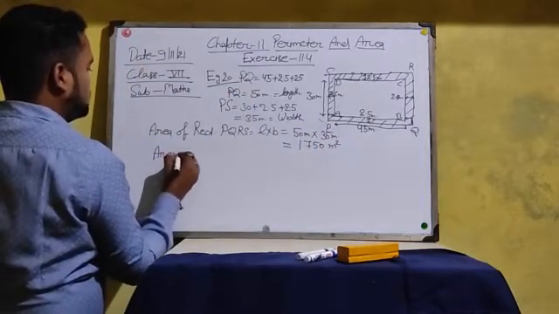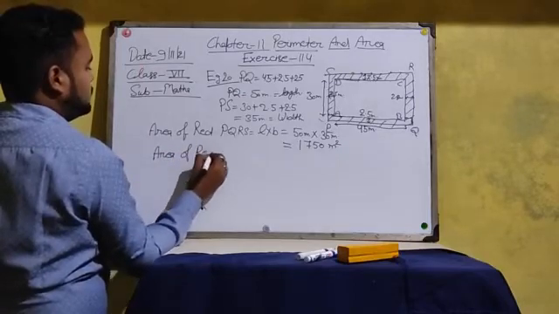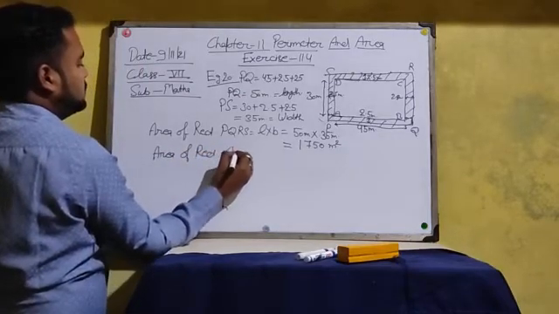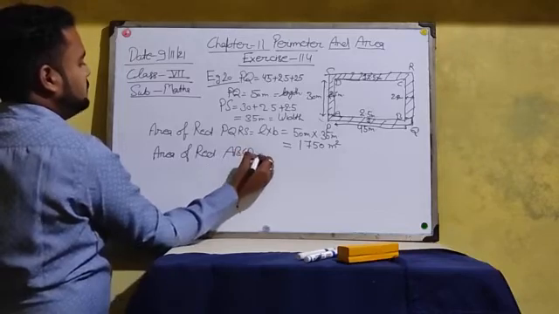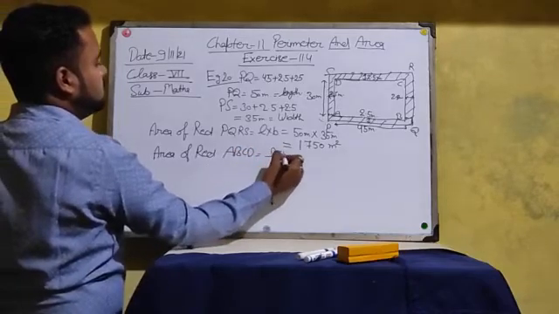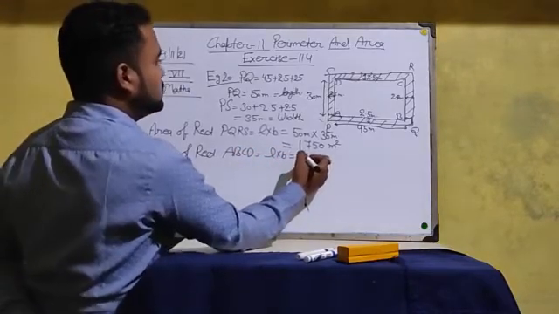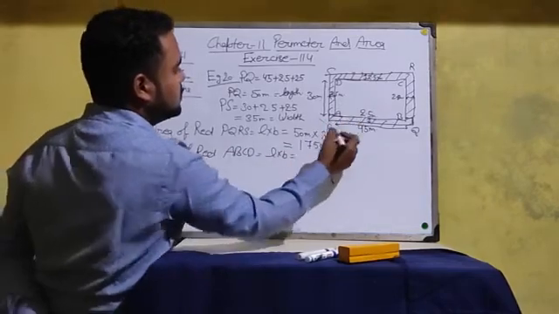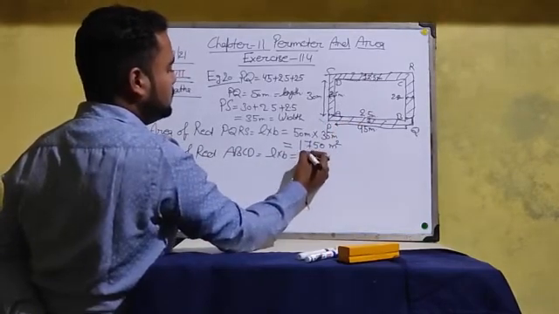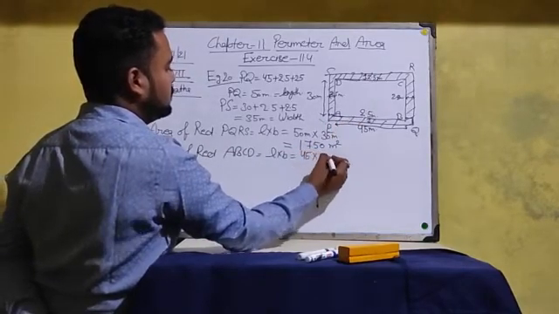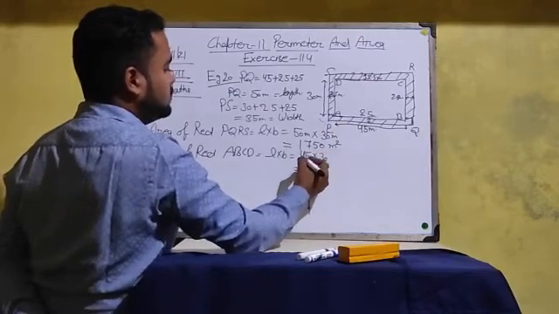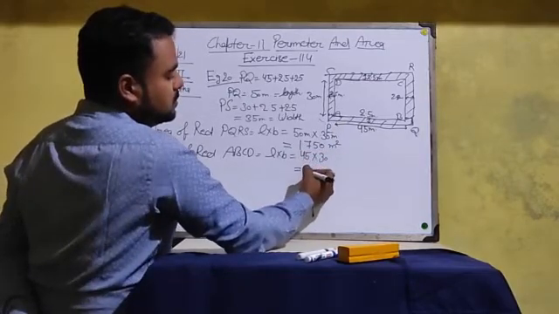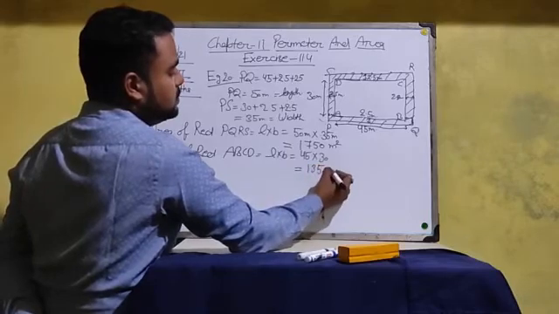And area of rectangle ABCD equals length into width, equals 45 into 30, equals 1350 meter square.